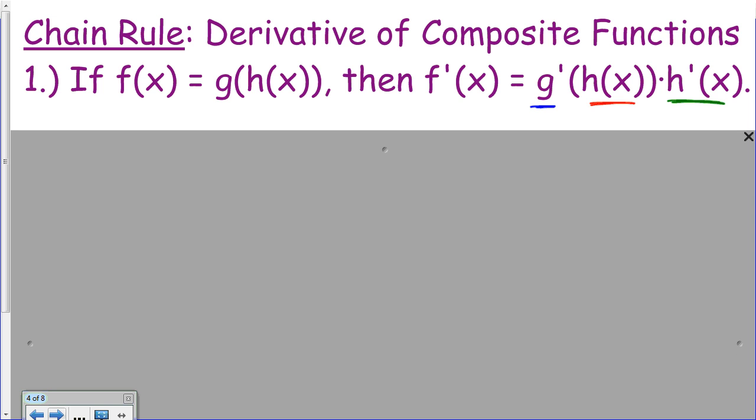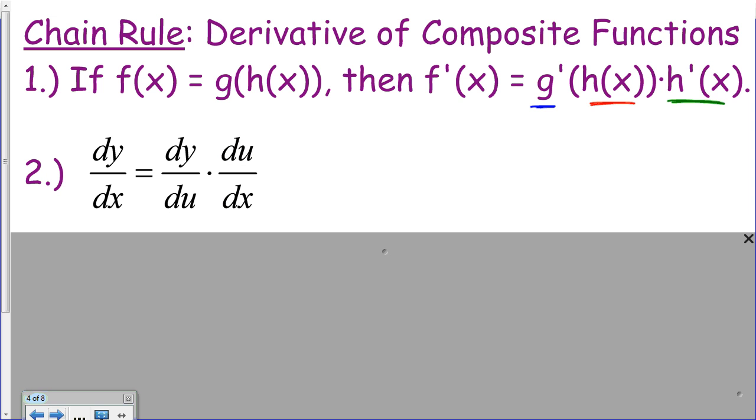Now, the other way to write this is similar to what we just wrote down, actually. In fact, we wrote it down on the previous slide, that dy dx can be thought of as dy du, where y is the outside function in terms of u, times du dx, where u is the inside function as a function of x. So the product of those would give you the derivative of a composite function.